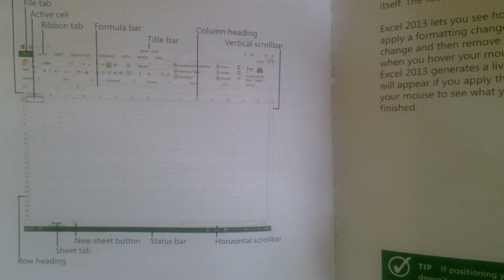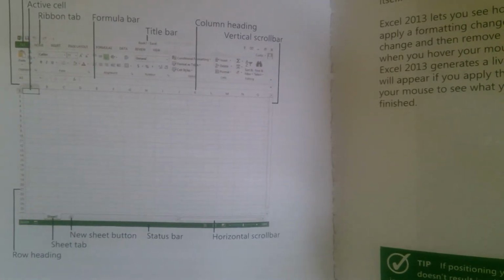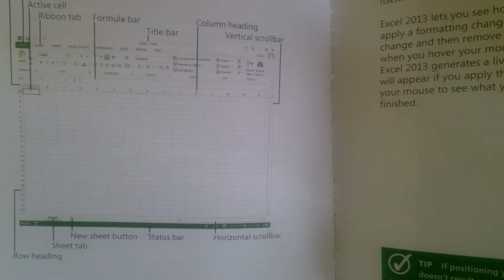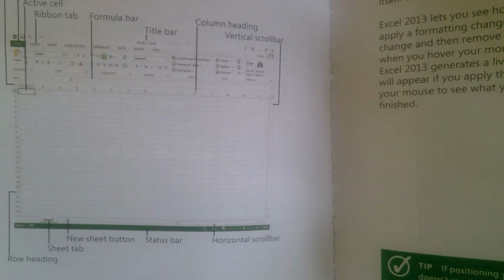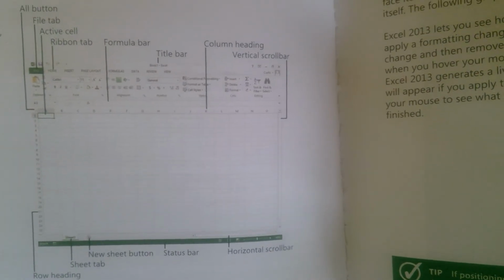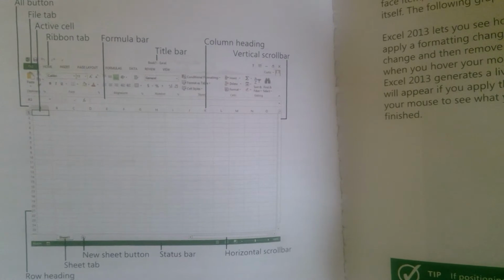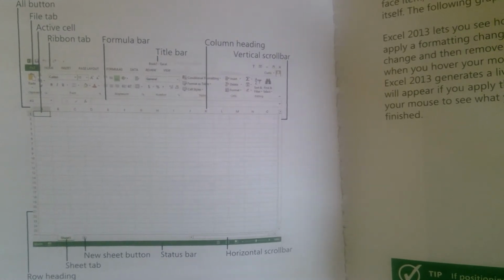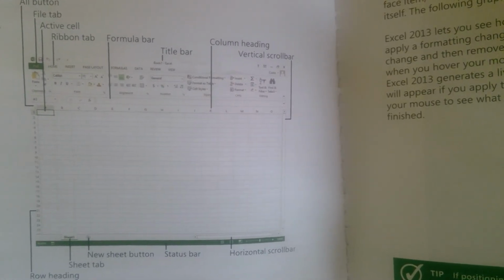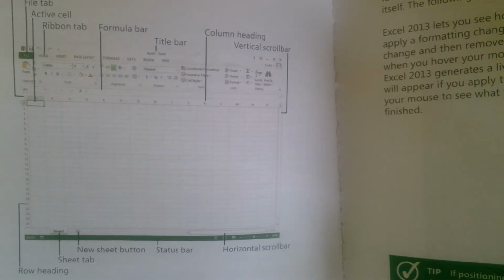On the bottom, you see row headings, 1 to whatever. A sheet tab at the very bottom there, that is the name of this sheet, which shows you that you can have multiple sheets in one workbook. So the name of the entire file is called a workbook, and the sheets are separate sheets as you see in front of you. This is one sheet. You can add a new sheet by pushing that little plus sign at the very bottom.